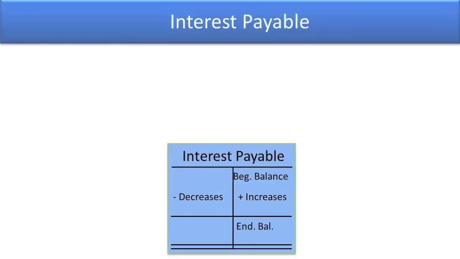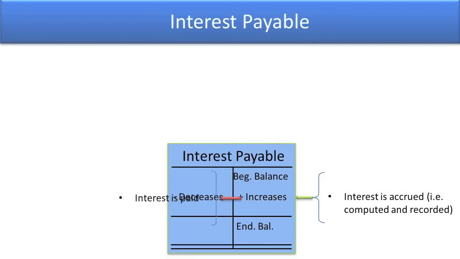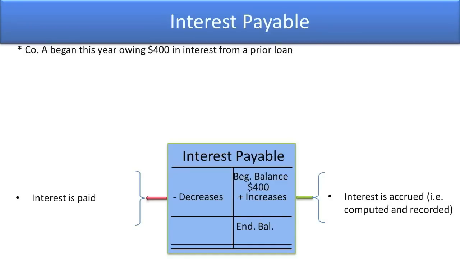Interest payable. Interest payable represents amounts owed to lenders for interest on amounts borrowed that has not been paid yet. Interest payable increases when interest is accrued. That means it's been computed and recorded. It decreases when the interest is paid. Company A began this year owing $400 in interest from prior loans, so that's our beginning balance here on the right-hand side.